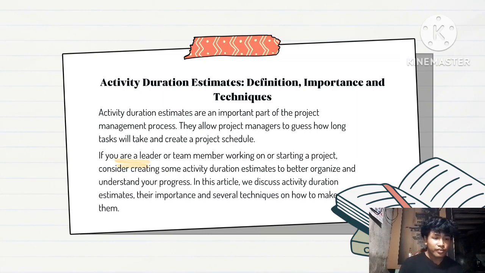So, activity duration statements involve determining the time required for each project activity, a crucial aspect of project planning that helps in scheduling and resource allocation through various estimation techniques.